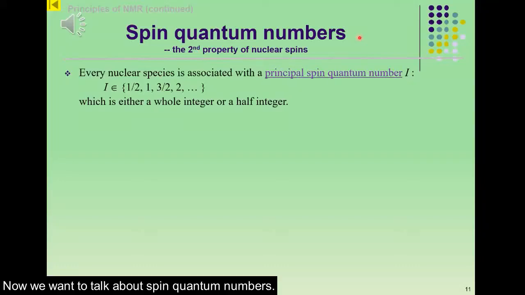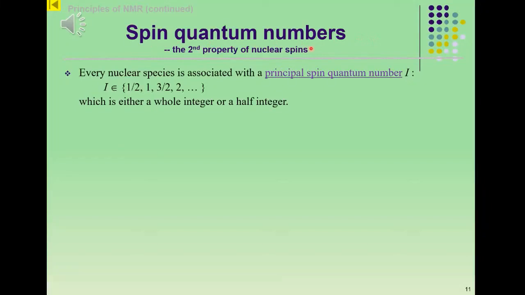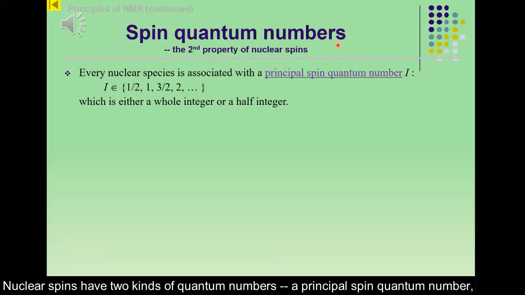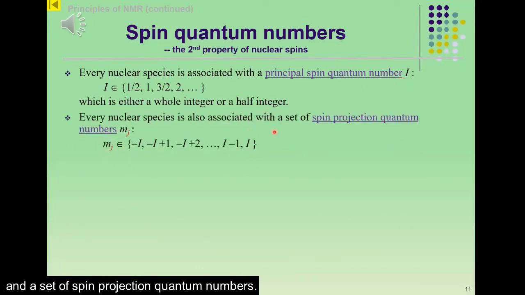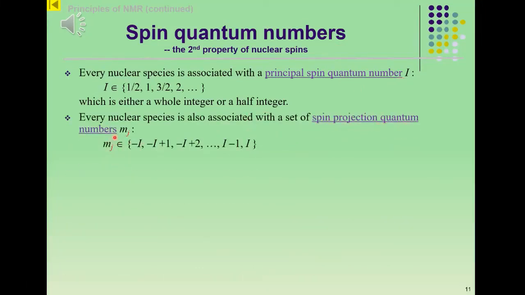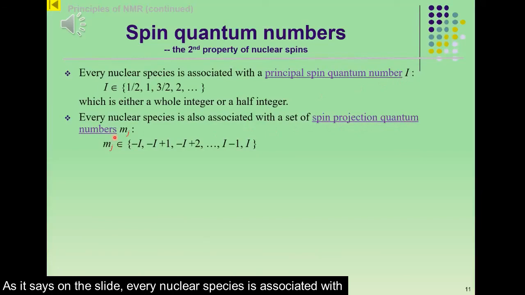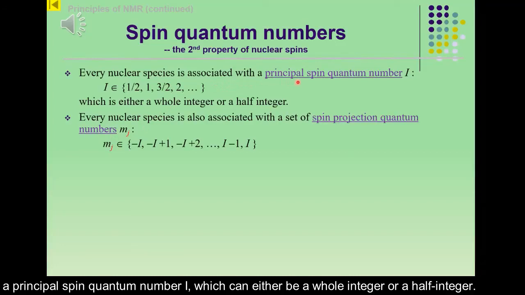Now we want to talk about spin quantum numbers. Nuclear spins have two kinds of quantum numbers: a principal spin quantum number and a set of spin projection quantum numbers. As is said on the slide, every nuclear species is associated with a principal spin quantum number, I, which can either be a whole integer or a half integer.